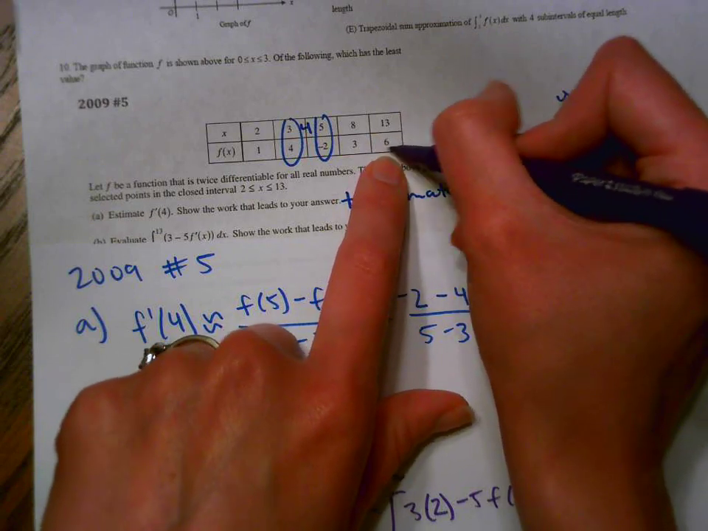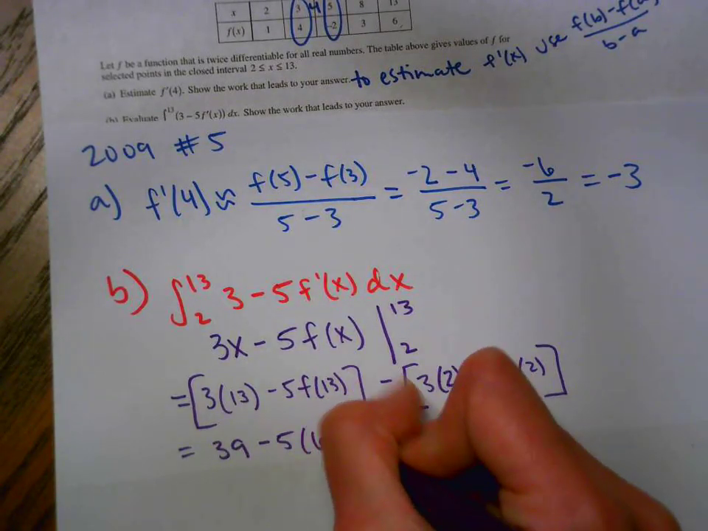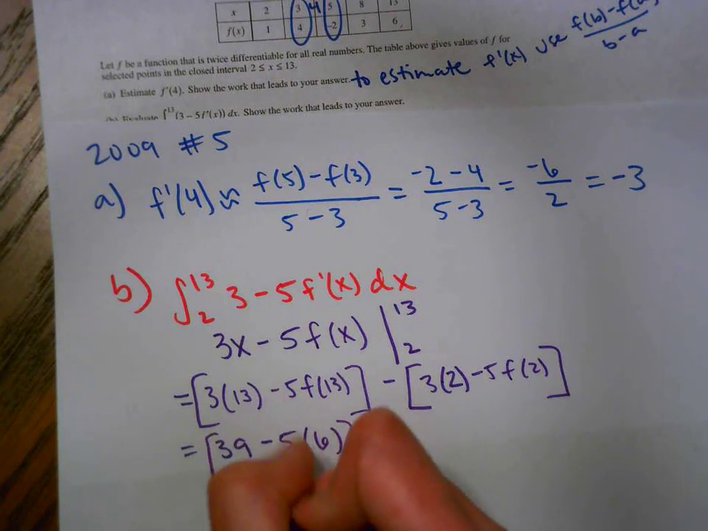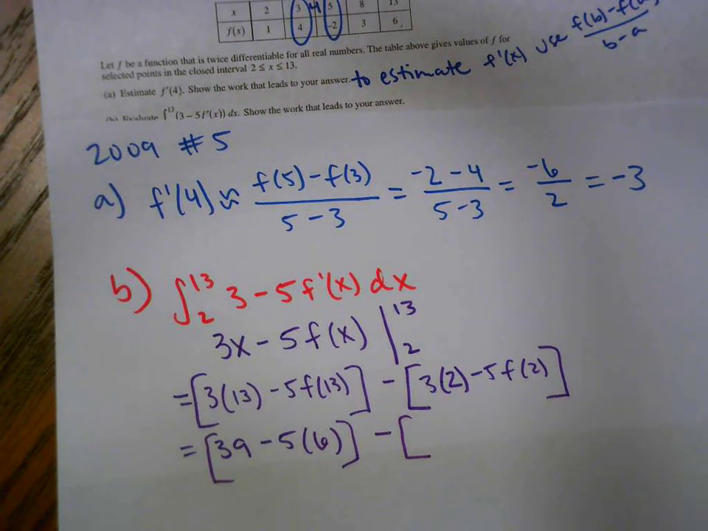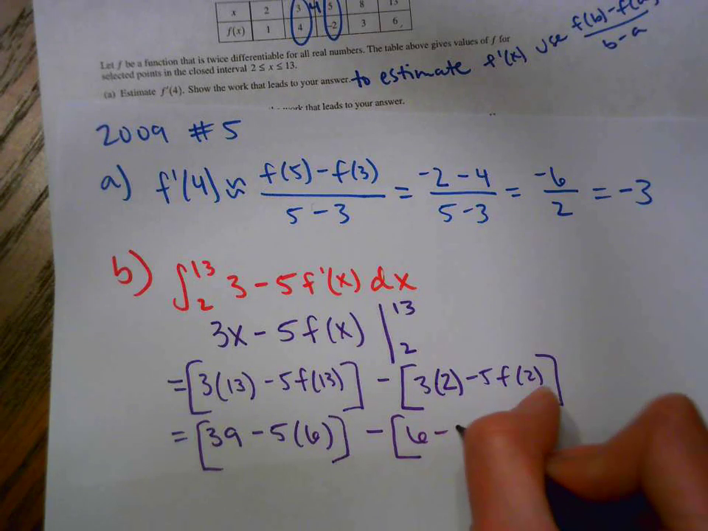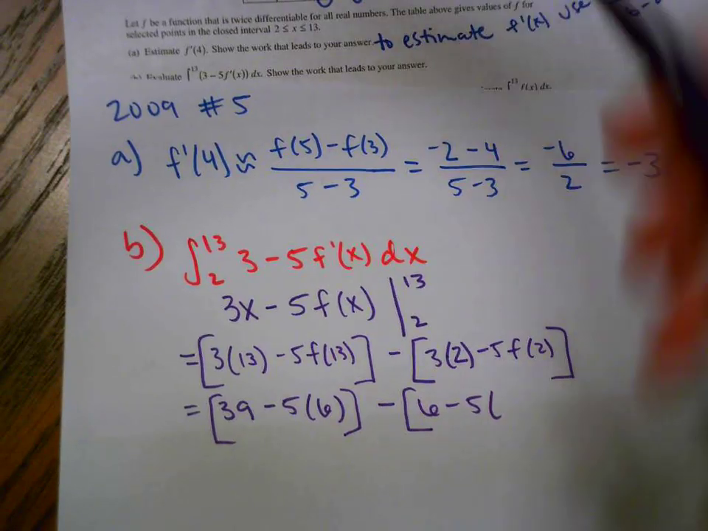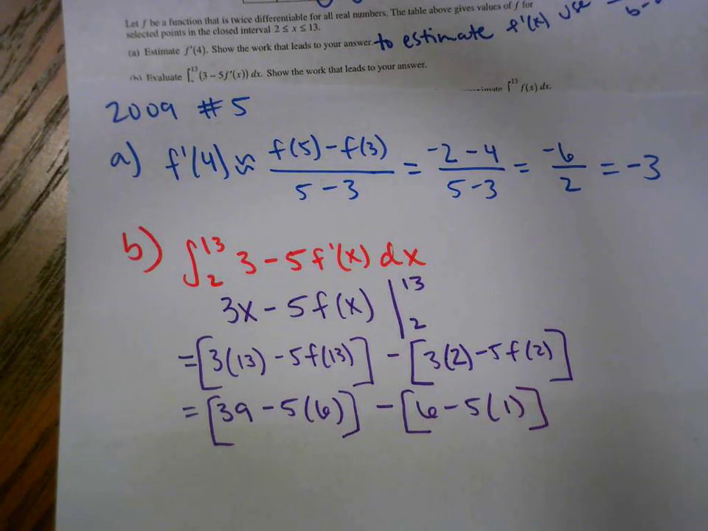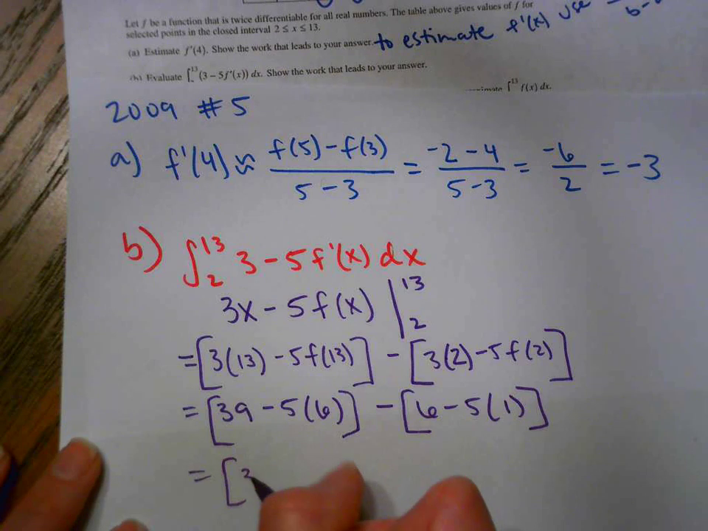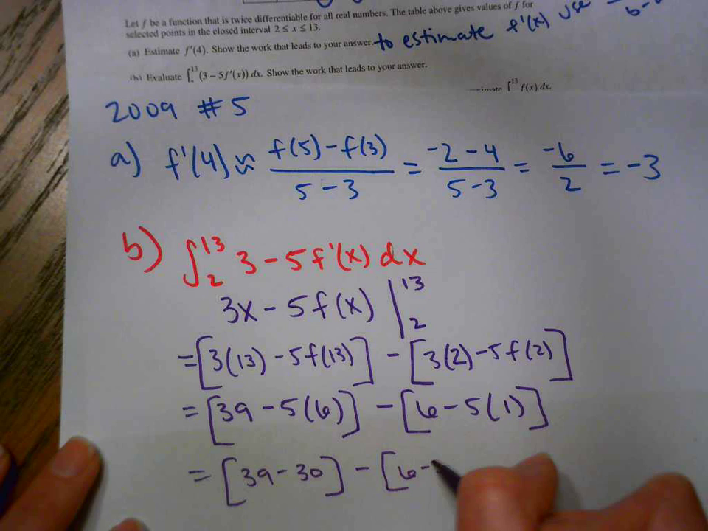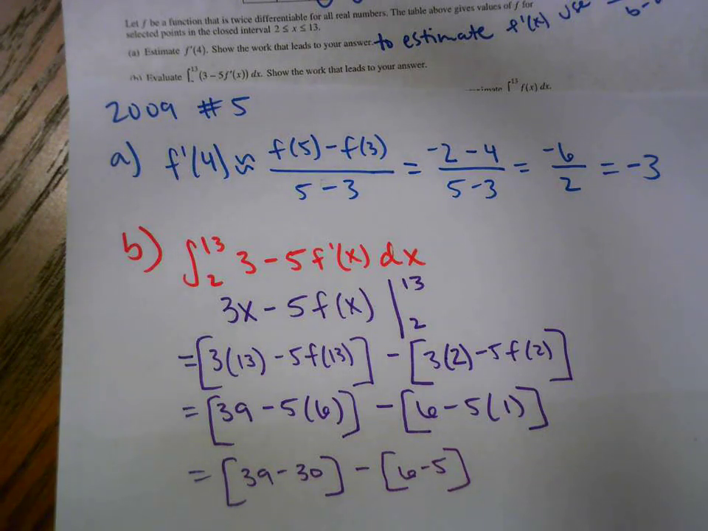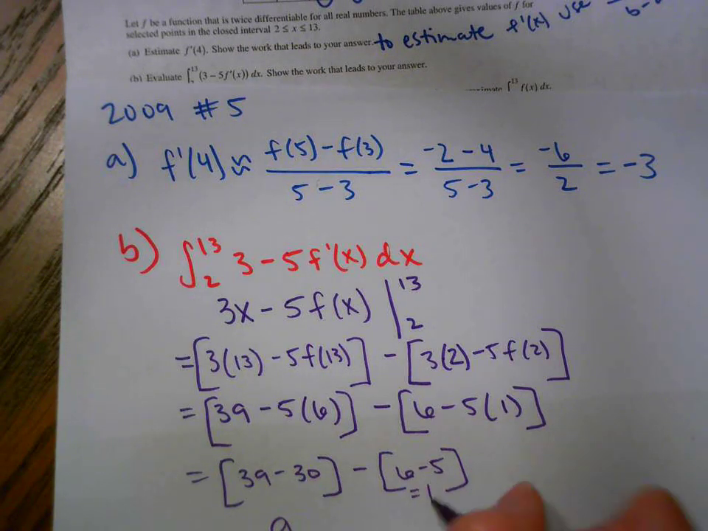F of 13 is 6. I'll keep that in brackets till I'm ready. Minus 3 times 2 is 6. Minus 5 times f of 2, which go to your table, is 1. So we have 39 minus 30 minus 6 minus 5. So we know this is 9. 6 minus 5 is 1, so 9 minus 1, which is 8.